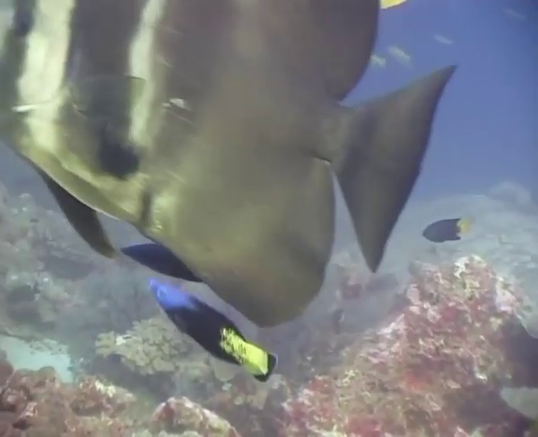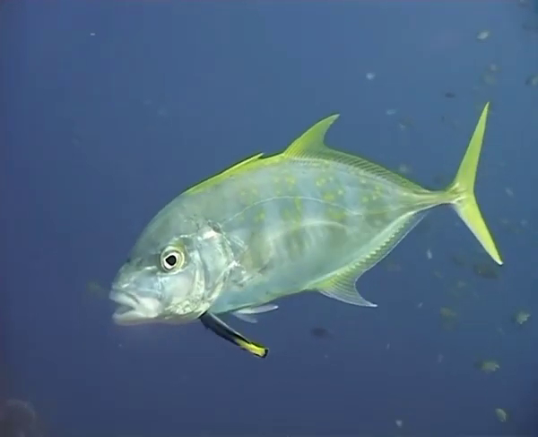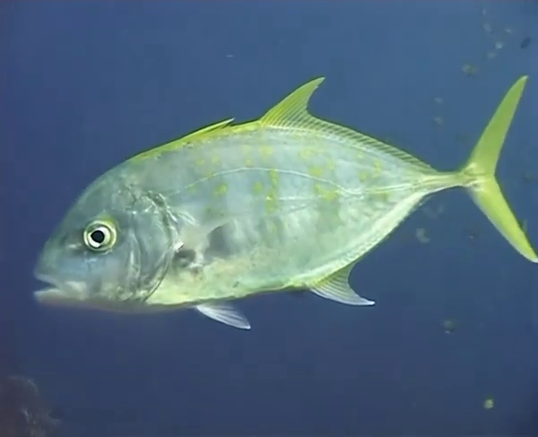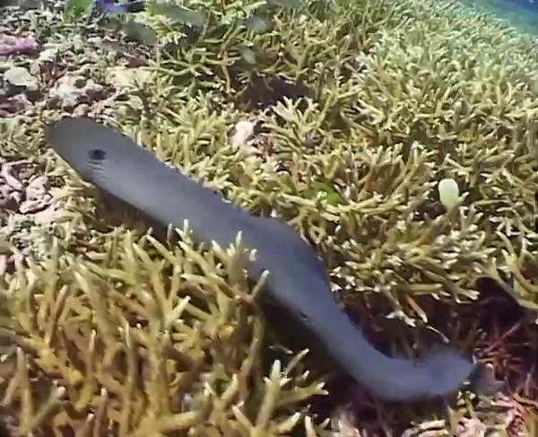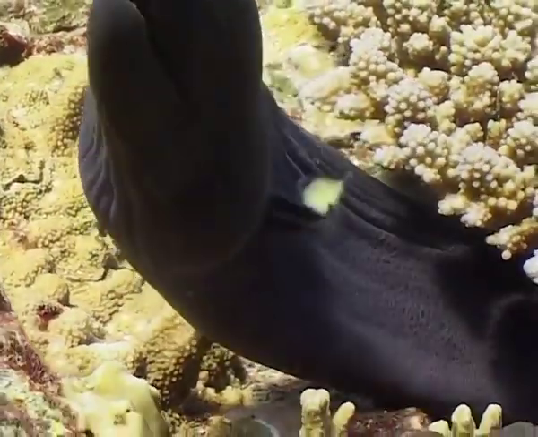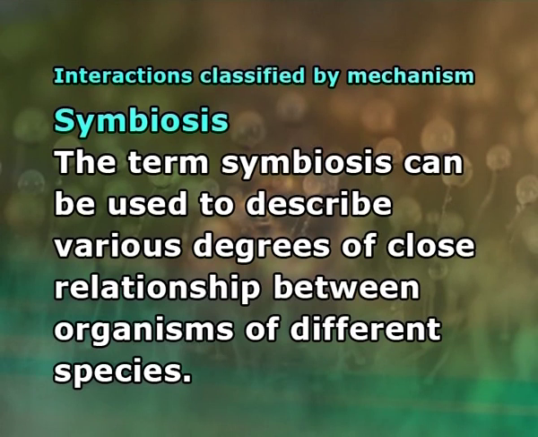Though mutualism has historically received less attention than other interactions such as predation, it is very important in ecology. Examples include cleaner fish, pollination and seed dispersal, gut flora, etc. Interactions which are classified by mechanisms include symbiosis. The term symbiosis can be used to describe various degrees of close relationship between organisms of different species.